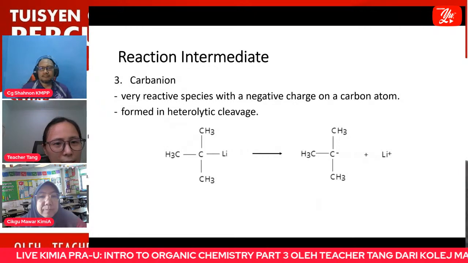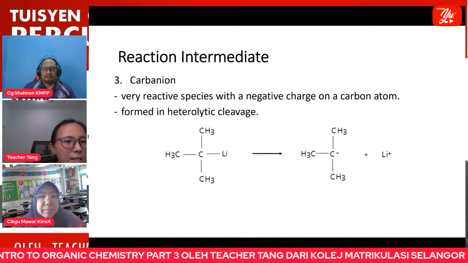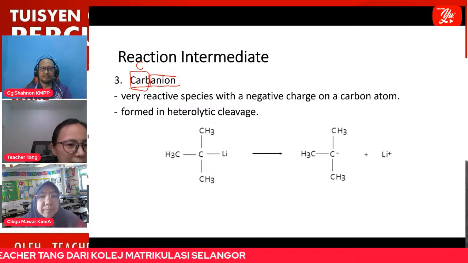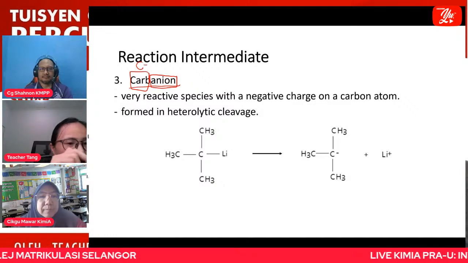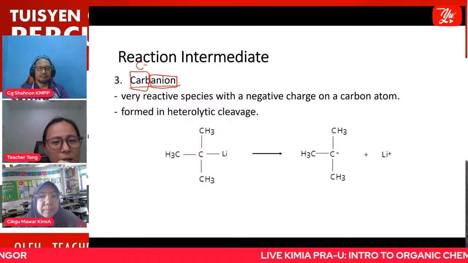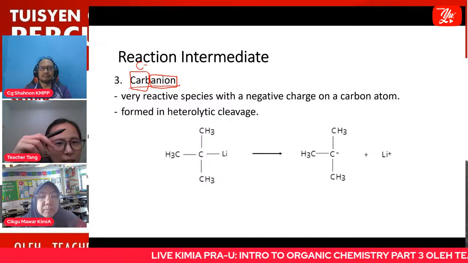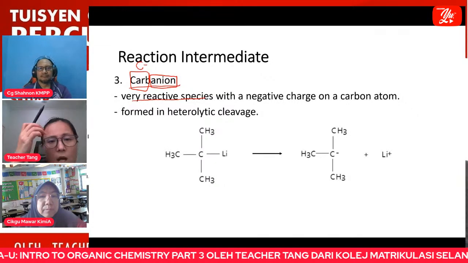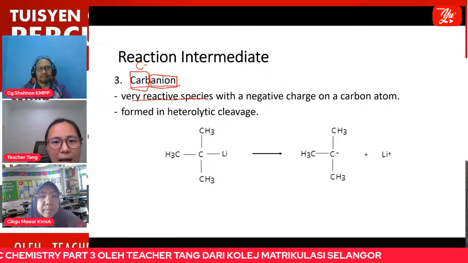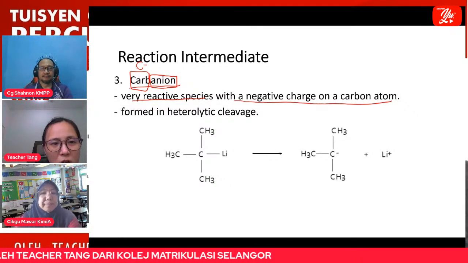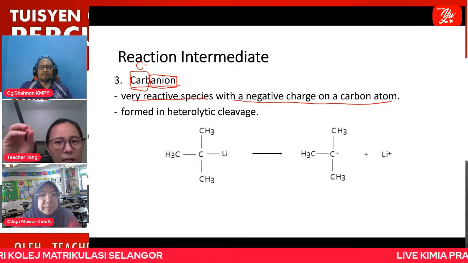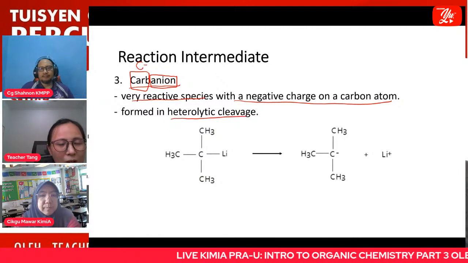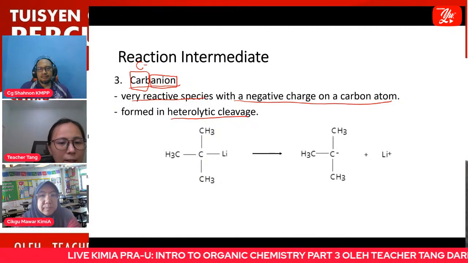So another intermediate is called carbanion. Again, carb refers to carbon, and anion means negatively charged. So what is carbanion? Again, it is a very reactive intermediate that forms in between the reaction, where the carbon atom carries a negative charge. And usually it will be formed in heterolytic cleavage. Like for example, in this bond.